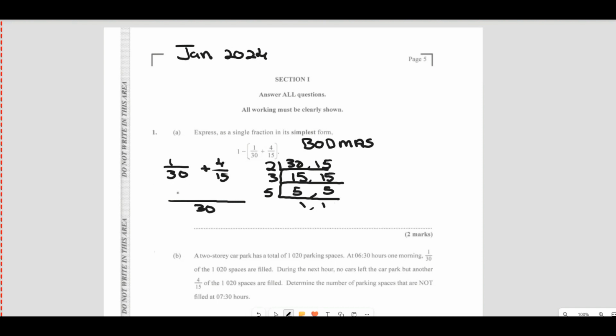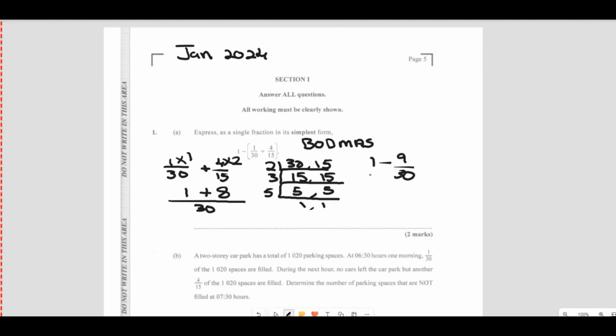Then you compare your denominator with your LCM. How many times can 30 go into 30? 1, so you multiply the numerator of that fraction by 1. So 1 by 1 is 1, plus, how many times could 15 go into 30? 15 could go into 30 2 times, so you multiply the numerator of that fraction by 2. 4 2s are 8. 1 plus 8 is 9. So you're going to have 1 subtract 9 over 30.